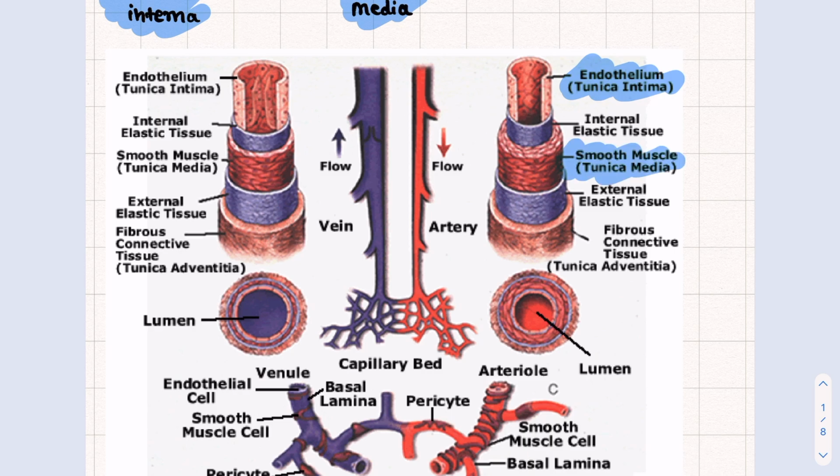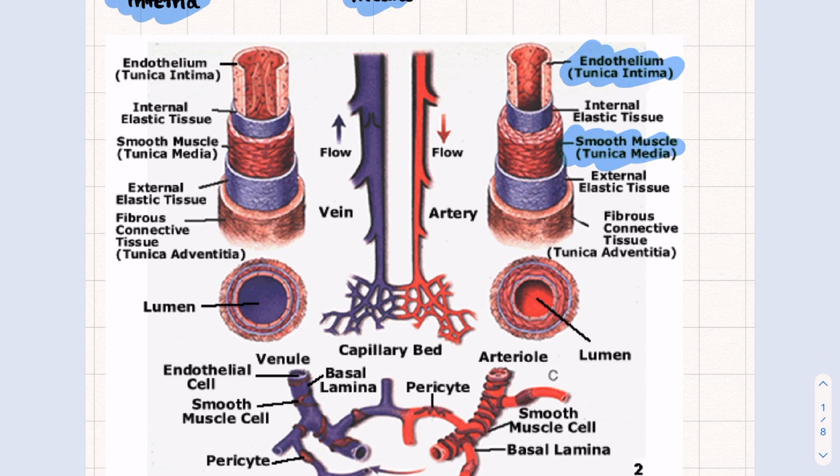Tunica media contains layers of smooth muscles, which allows for vasoconstriction and vasodilation. This layer is the thickest in arteries, which makes sense because arteries regulate how much blood goes to which muscles, if the core muscles get the blood or if the peripheral muscles get the blood, etc. Now the last layer of the three layers of the blood vessels is tunica externa.